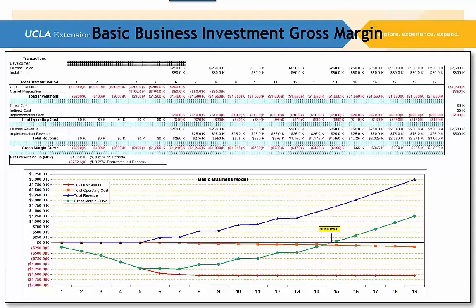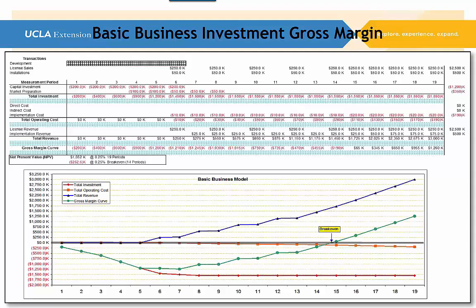That's the blue line. We look at the combination of the licenses revenue and the implementation revenue, we call that our total revenue. And from that, we take our investment costs and we take our implementation costs and we subtract that from our revenue. And you notice that green line, we call that the gross margin curve. And the green line is really following our investment in the beginning because there's no revenue at all.